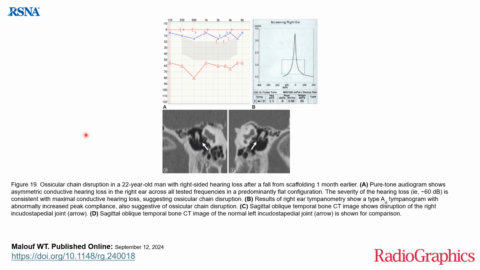This is a case of a 22-year-old male presented with right-sided hearing loss after a fall 1 month ago. On audiogram, we can see asymmetric conductive hearing loss across all the frequencies with a flat configuration, and there is a severe hearing loss around 60 decibels. So this is suggestive of maximum conductive hearing loss, which can be seen in the setting of some ossicular chain disruption. On the CT images, we can see there is a gap between the incus and the stapes bone pointed by this arrow. So this is a case of disruption of the incudostapedial joint.